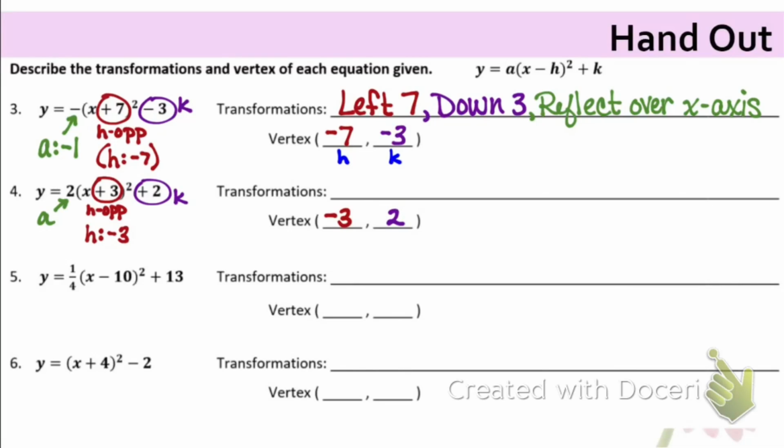How would you describe in words what H is doing to my graph? Left 3. Up 2 because of K. We still need to talk about A. If I multiply a number by 2, does it get bigger, smaller, or stay the same? Bigger. So this is a vertical stretch. This is vertically stretched by 2.